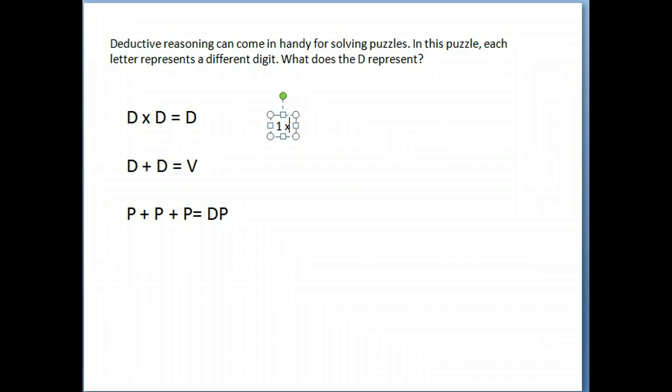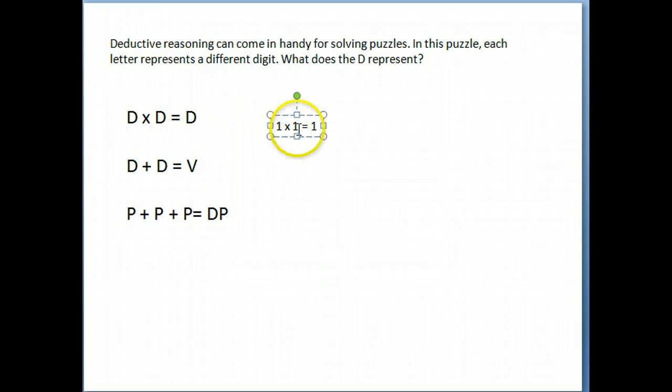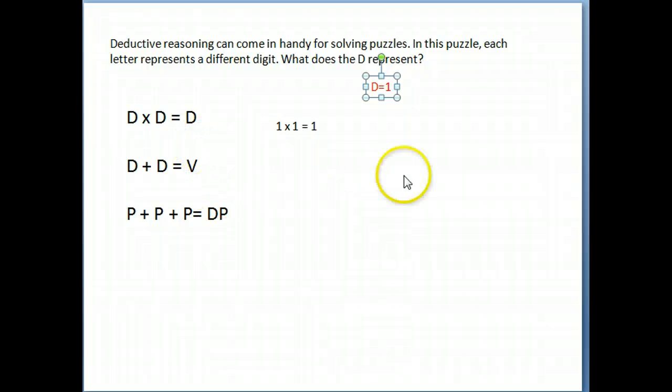Well, we know that 1 times 1 equals 1. So that means that our D must be 1. 2 times 2 is 4. Okay, that's not going to work. 3 times 3 is 9. 1 times 1 is the only number that when you multiply it by itself, you get the number itself. So for this one, I know that our D must be 1. Okay, hang on to that fact as we go to the next question.